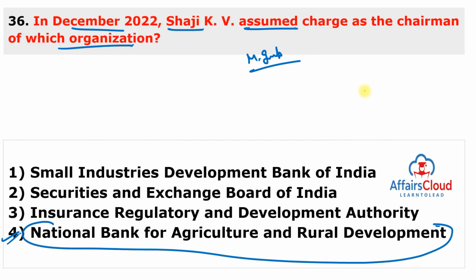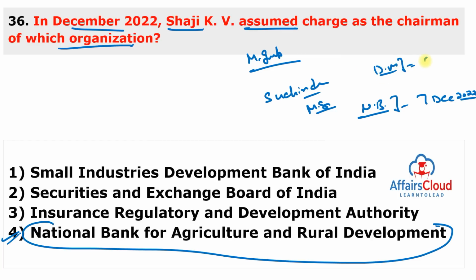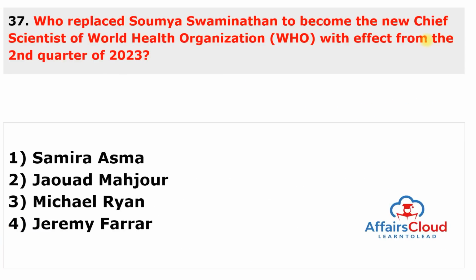So Shaji KV has taken the charge as the chairman of the National Bank for Agriculture and Rural Development with effect from 7th of December 2022, and he will succeed Suchindra Mishra, Additional Secretary, Department of Financial Services, Ministry of Finance, who was holding additional charge. And prior to this, Shaji KV has been serving as the Deputy Managing Director of NABARD since 21st of May 2020. Moving to next question.